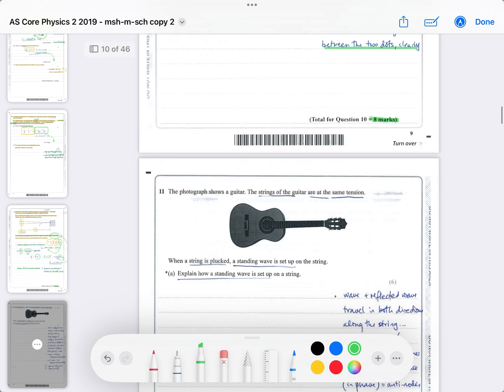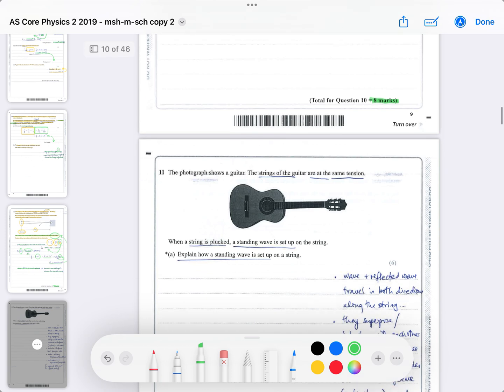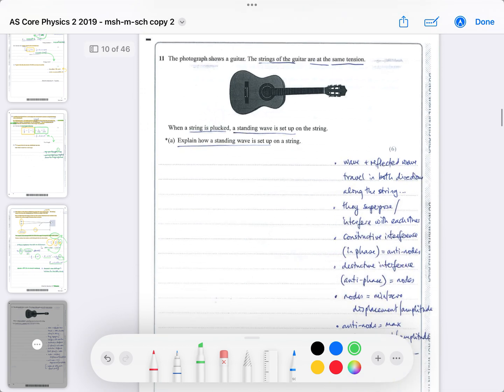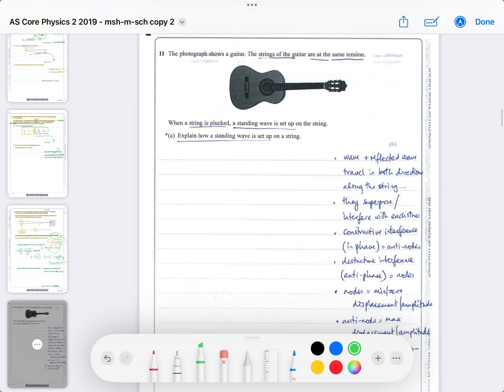Okay? Hope you're finding this useful. I'm going to try to run through as much of it as possible before I have a pause for a break. So question 11 we're going to go into.